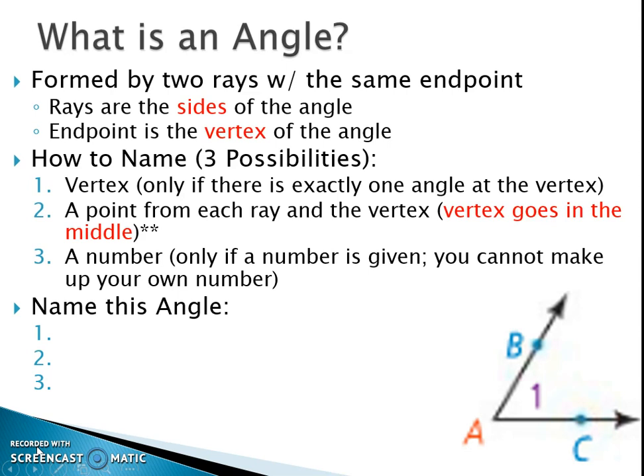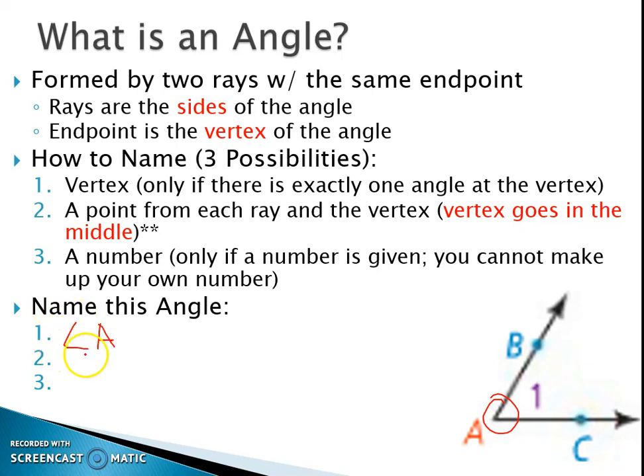We're going to name this angle. We're going to use number one, the vertex. So if you look at this angle, the vertex is right here, where the two rays meet in the center. So we're going to name this angle using angle A.